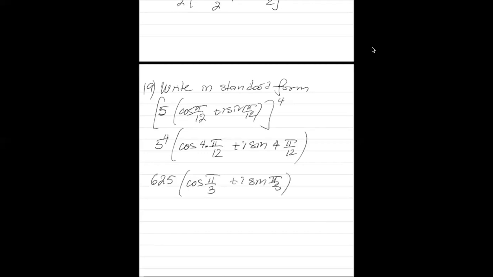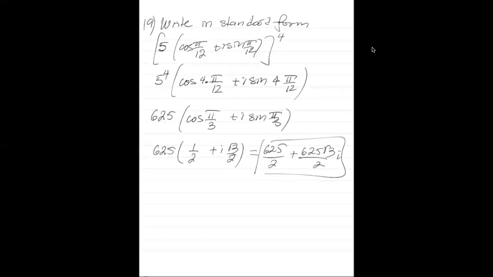We know this since cosine of 60 degrees is 1/2 and sine of 60 degrees is root 3 over 2. So it's 625 over 2 plus 625 root 3 over 2 i. And that's it. It's in the standard form.